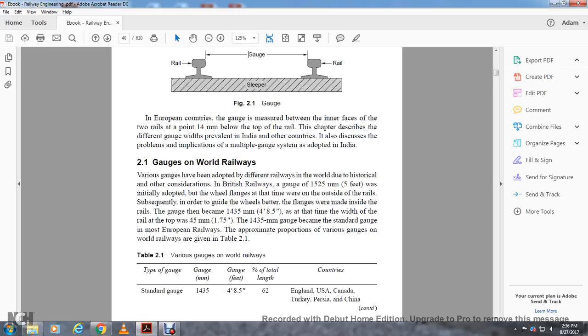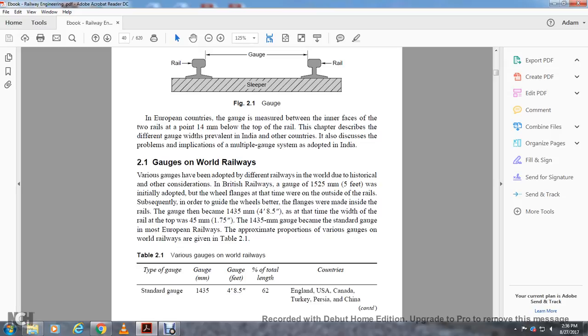The 1,435 millimeter gauge became the standard gauge for most European railways. The approximate proportion of the varied gauges of the world railways is given in Table 2.1. Your typical standard gauge is 1,435 millimeters, 4 foot 8.5 inches, covering 62 percent of the total length, in England, U.S., Canada, Turkey, Persia, and China.